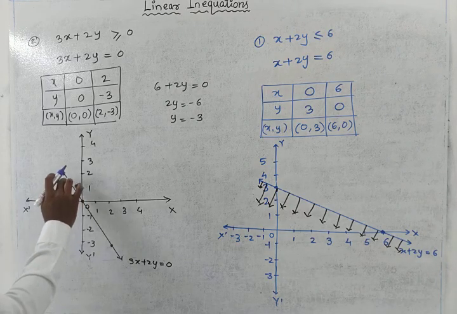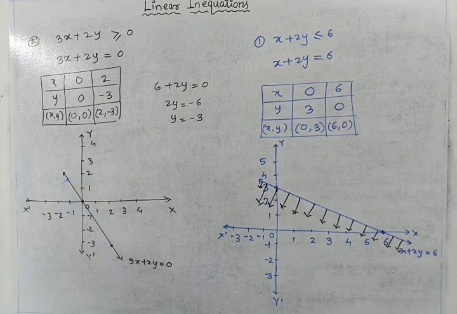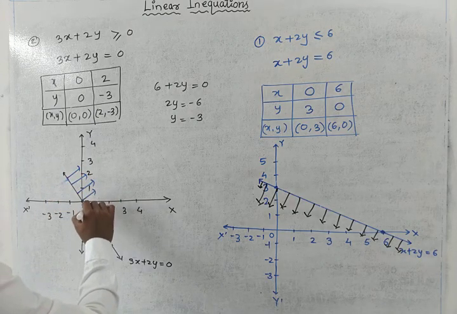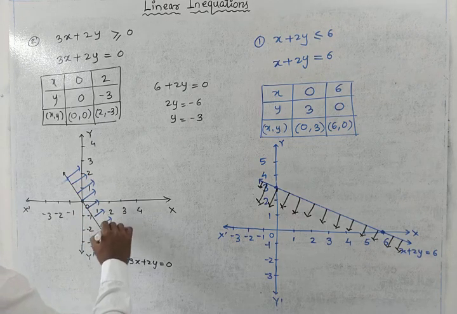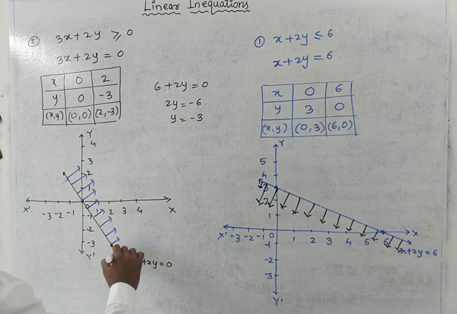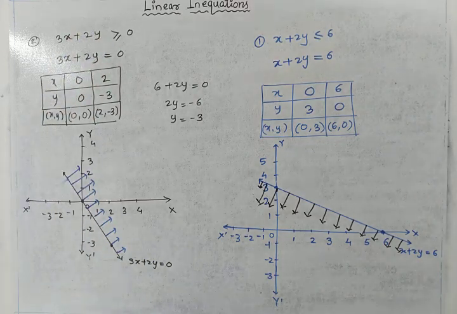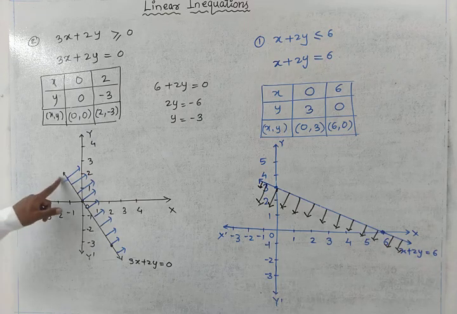Now for 3x plus 2y greater than or equal to 0, we have to check above the line. So above the line are all these points. We highlight this with an arrow, showing that all the points above the line are the solution of this linear inequation. So 3x plus 2y greater than or equal to 0 has this graphical solution.